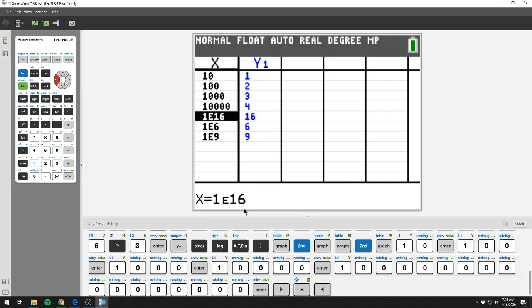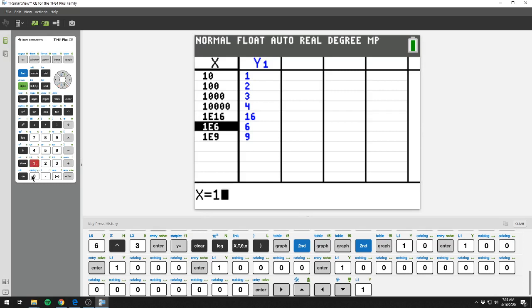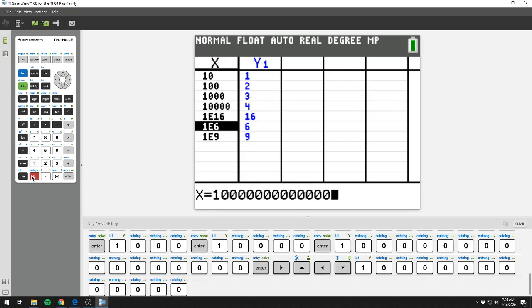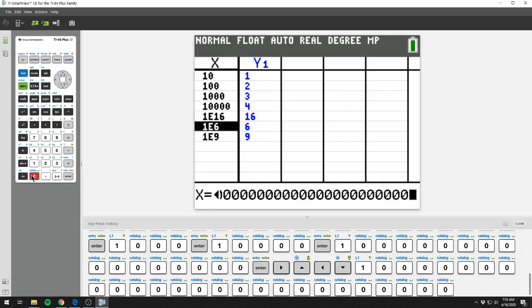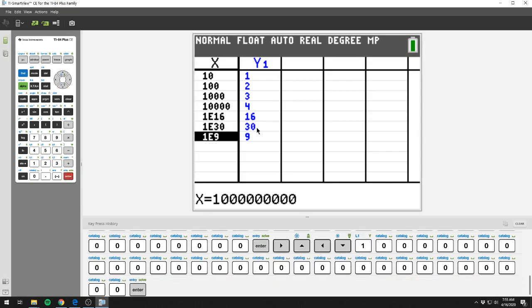Now 1 with 16 zeros after is a very, very big number, but the point is it keeps going up. So if I could, in theory, type in 1 with infinitely many zeros after it, if I could just keep clicking the 0 forever, then the y value would go up to infinity. So it does go up to infinity, it just does it very, very slowly.